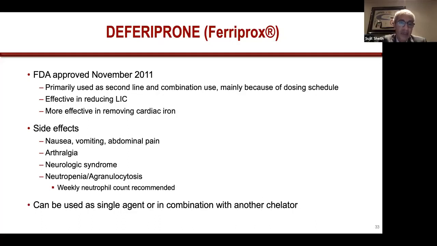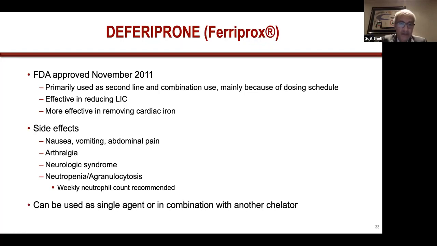and non-specific things like headaches and stuff like that. Arthralgia and arthropathy are seen, and these are particularly worrisome complications, especially in individuals of Asian ethnicity who might have a higher predisposition to developing them. But the most worrisome complication or side effect is neutropenia, which can become very severe, leading to agranulocytosis and a significant risk for infection and sepsis.